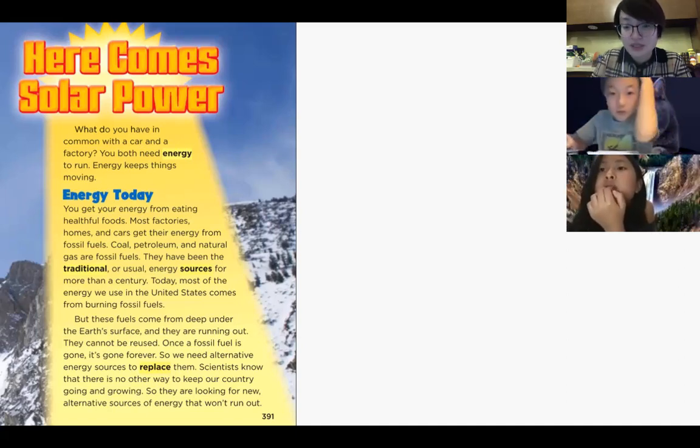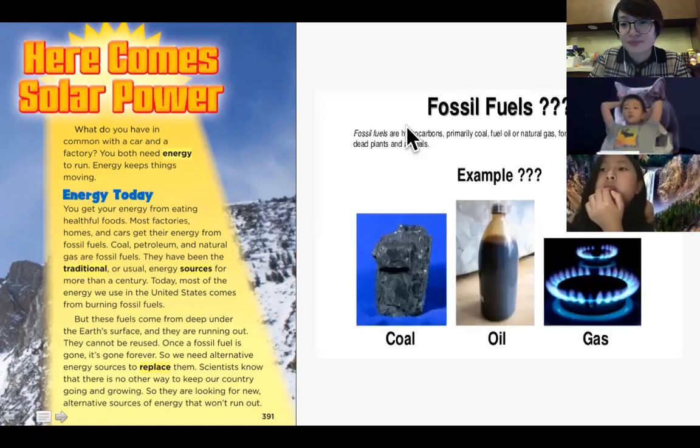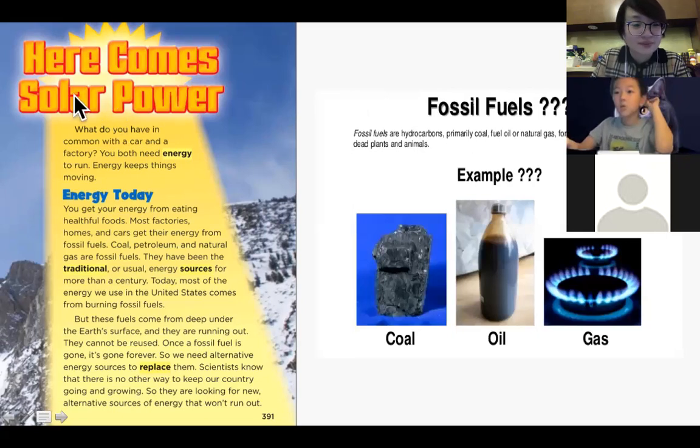So what are fossil fuels? Coal, oil, and gas. What is coal? Coal is something that you can light a fire with. Where does coal come from? Coal comes from underground. Is it renewable or non-renewable? It's non-renewable. Good. Because when you just take them all, it disappears. It's not infinite.